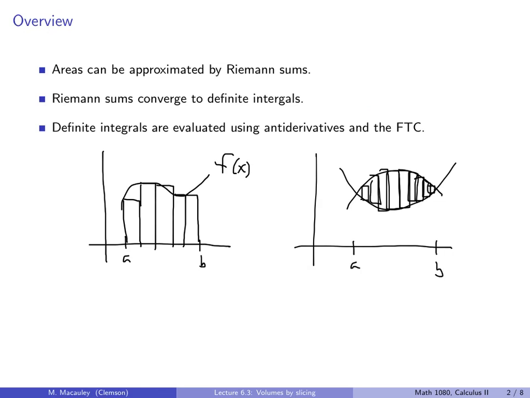And again, the second point is as these boxes converge, or as the width of the boxes goes to 0, the Riemann sums converge to definite integrals, and we know how to compute these definite integrals. So those are the tools that we're going to be using in this.